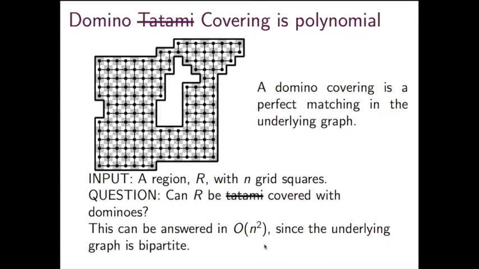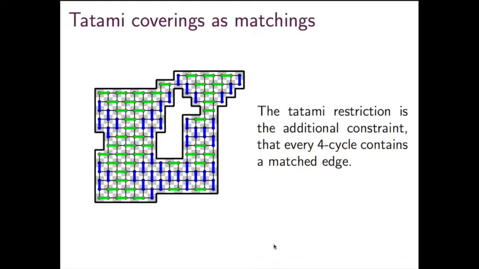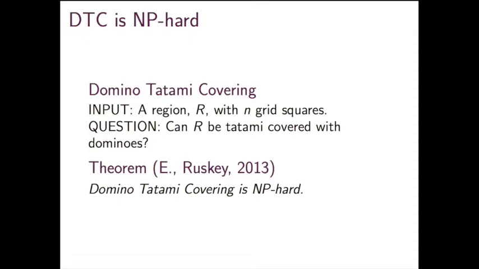The tatami restriction is that problem with the additional constraint that every 4-cycle contains a matched edge. So if you want to look at this as a graph theory problem, here I've shown the matched edges in place of the tiles that we had earlier. So are you all with me? Nods if you're good. So we did discover that this is NP-hard. I'm going to show you the reduction now.